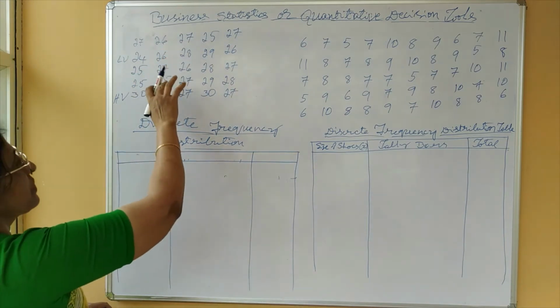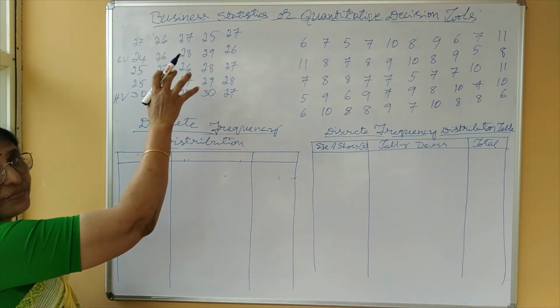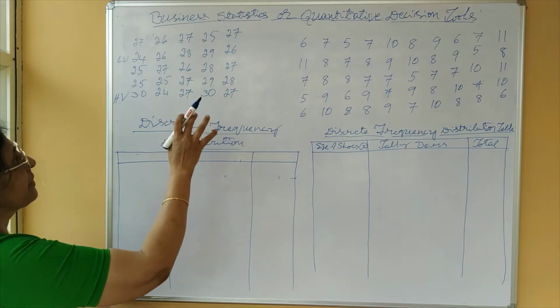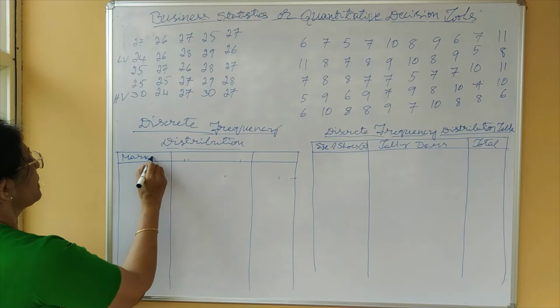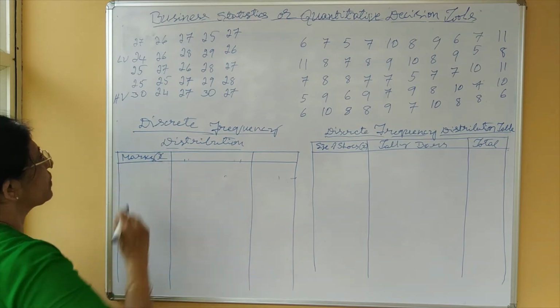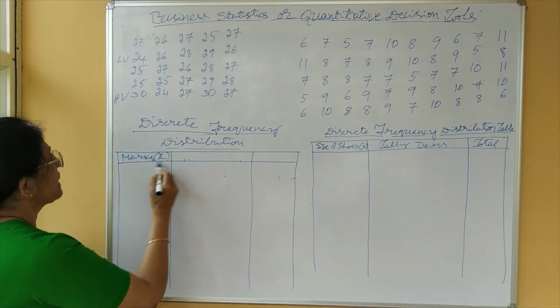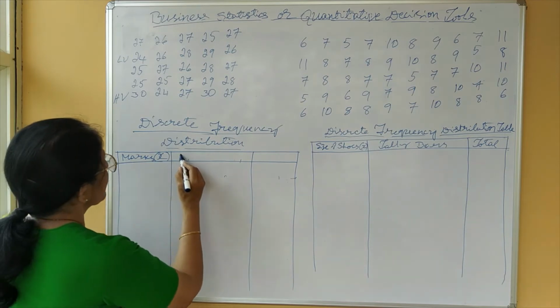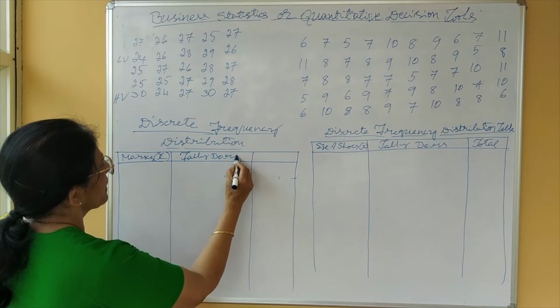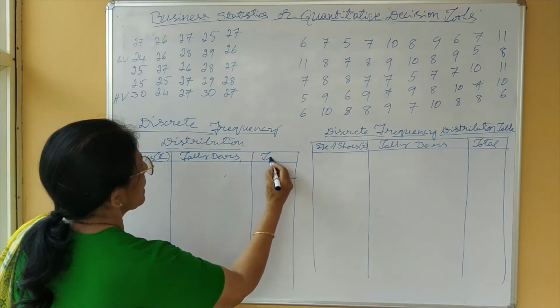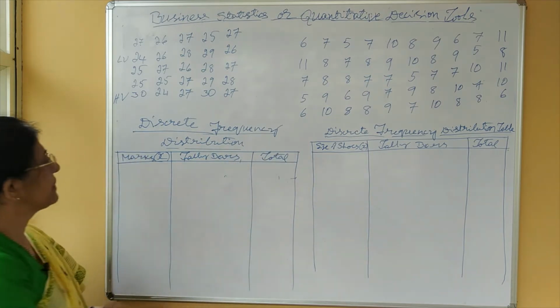Now, I have told you these are the marks scored by 25 students. Means here marks is the variable. Usually we denote marks by X. Then here we take tally bars. Then here total.